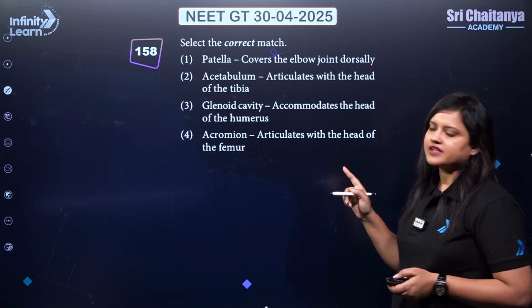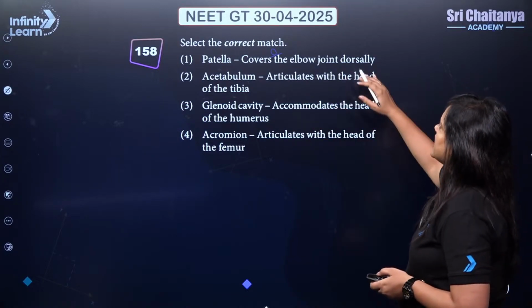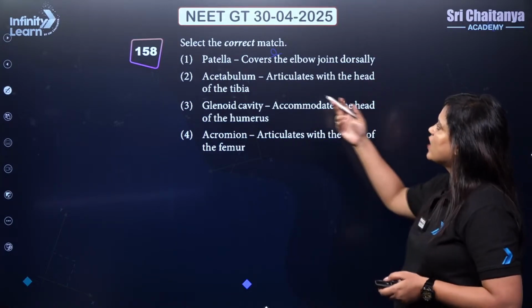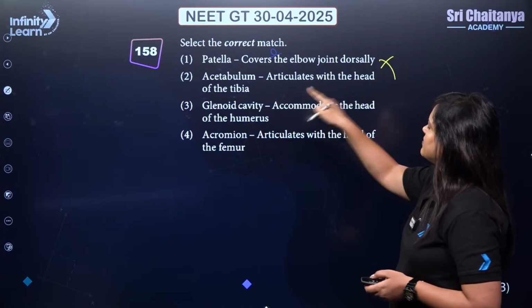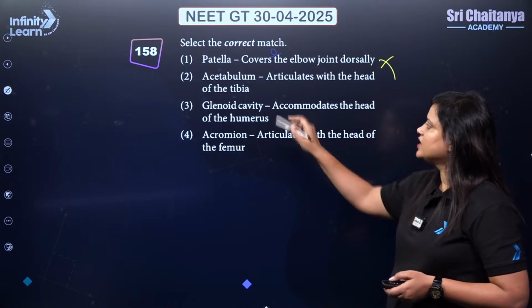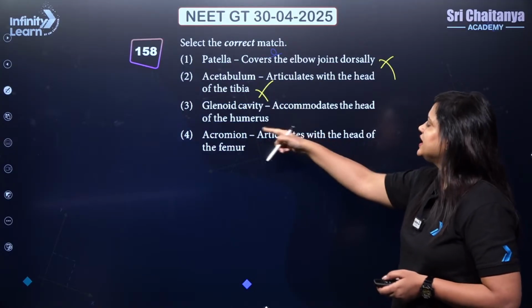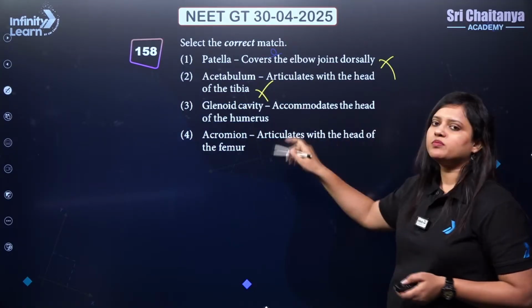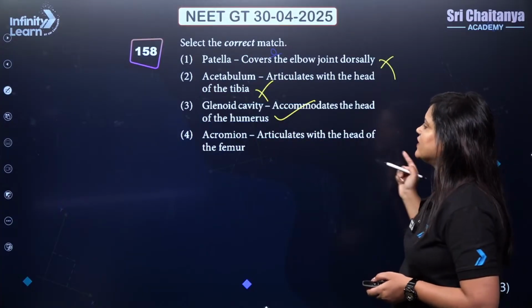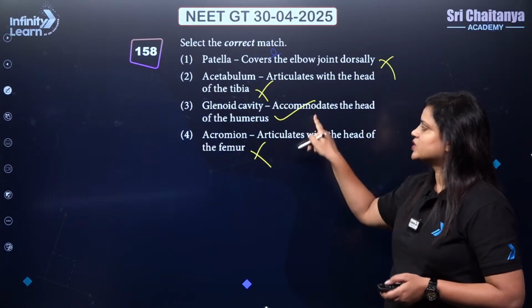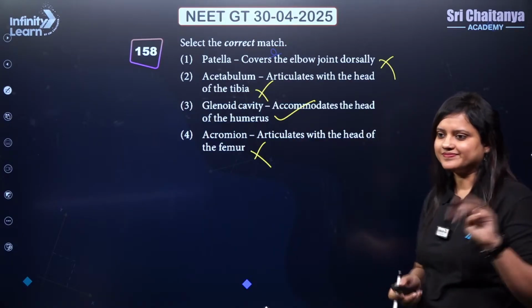Select the correct match. Patella covers the elbow joint dorsally. Now patella is the kneecap. Acetabulum articulates with the head of the tibia, no, with the femur. Glenoid cavity accommodates the head of humerus, absolutely. And acromion articulates with the head of the femur, no. So the correct option here was 3.